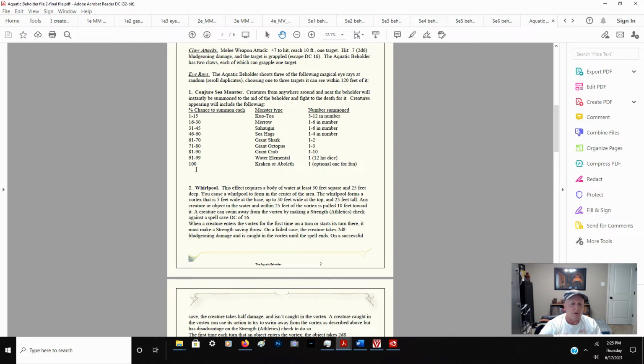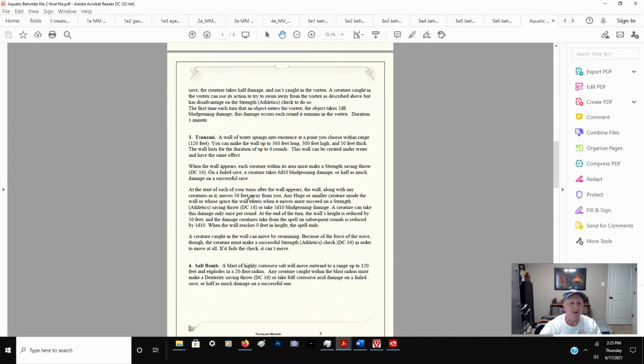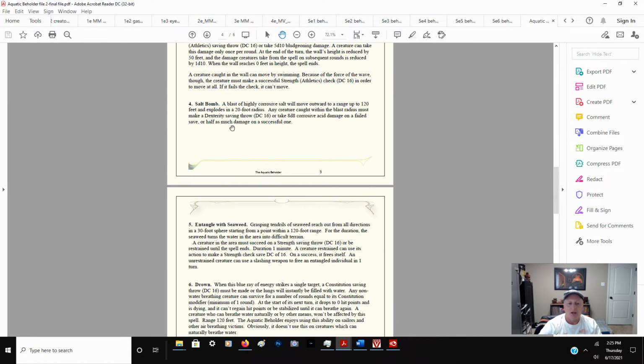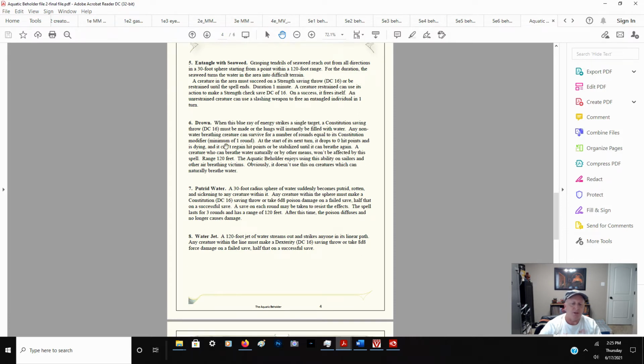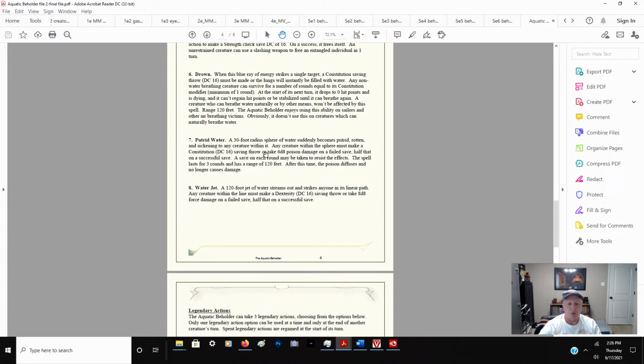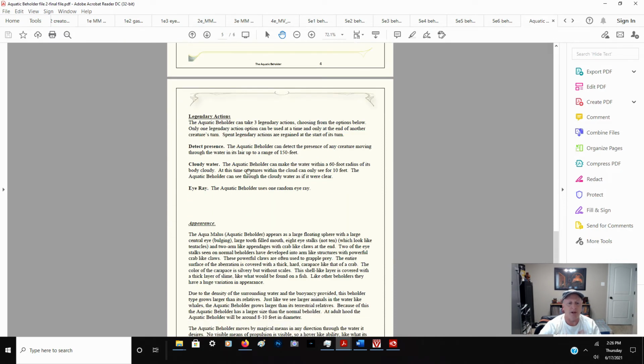And how about this on a 100 roll, summons a Kraken or Aboleth. That one could be optional for fun, but that'd be something to throw at the party right there as the DM. They can create a whirlpool, a vortex that would do damage to individuals right here. A tsunami like a tidal wave. A salt bomb that does corrosive damage. Entangle with seaweeds, right? A grappling effect with seaweed. Drown. This magical eye ray here causes an individual's lungs to fill with water if they weren't already magically breathing water. Putrid water acts like poisonous water. Water jet would be a hard, forceful hit, and so on down the line.